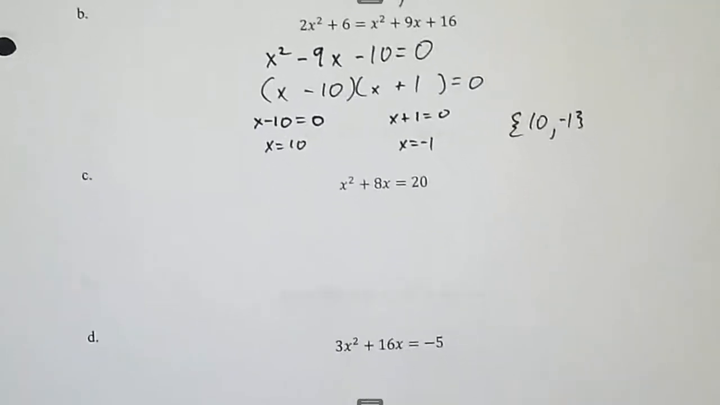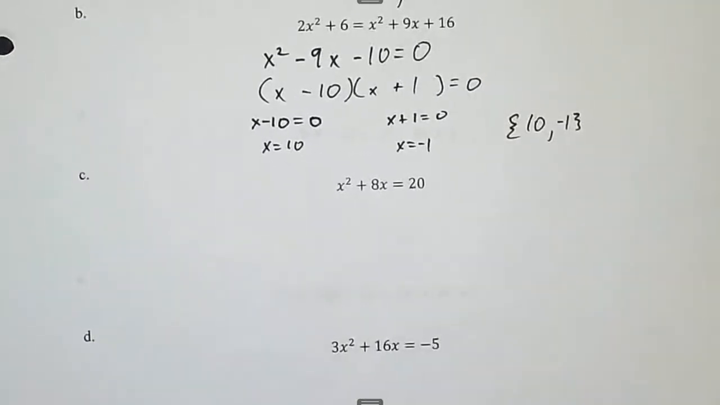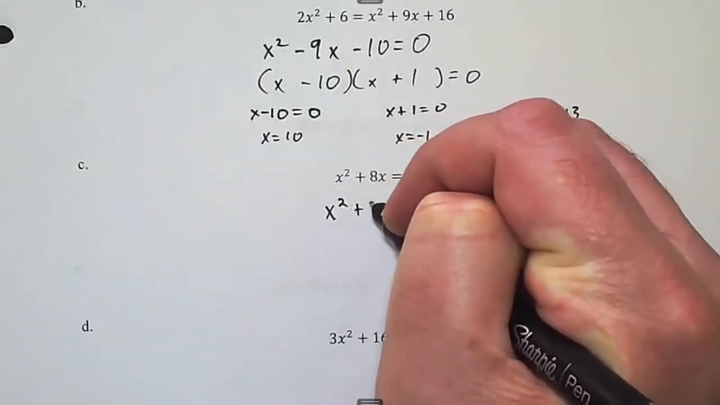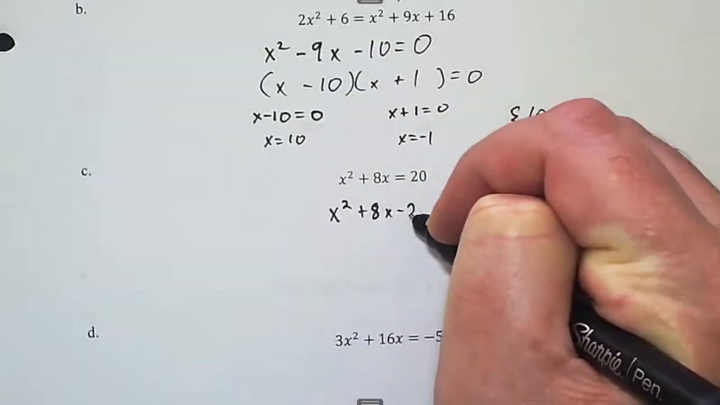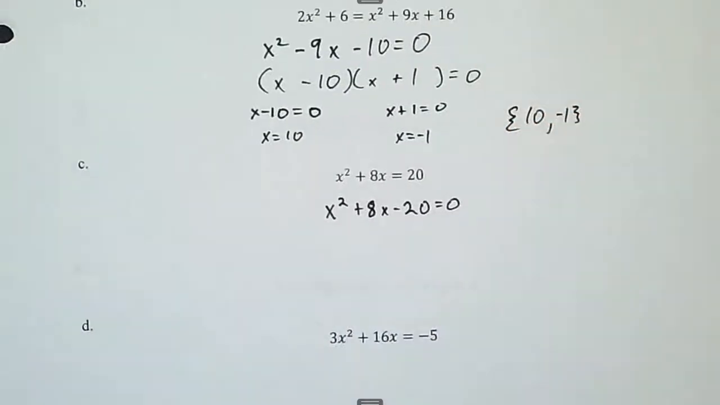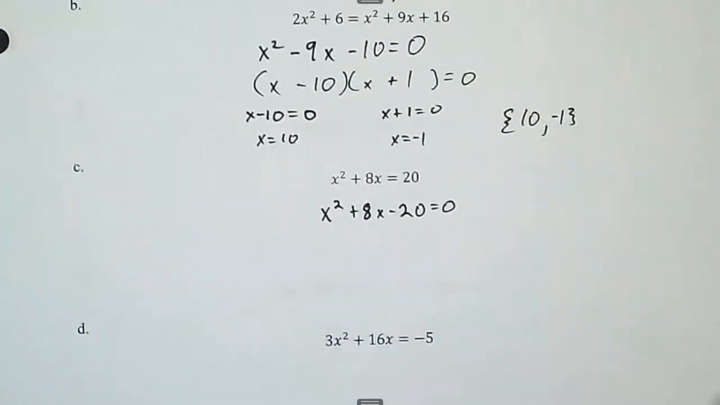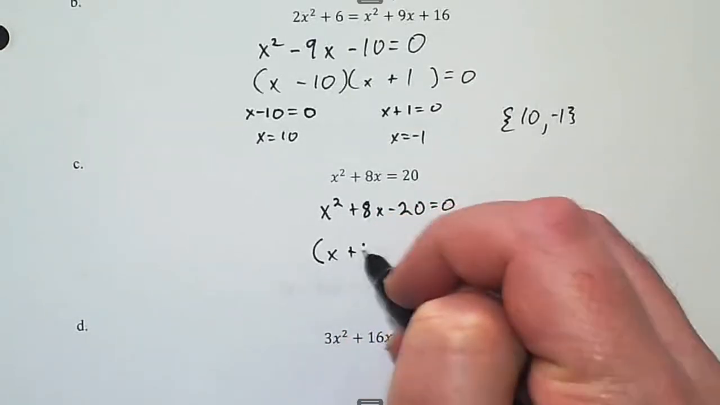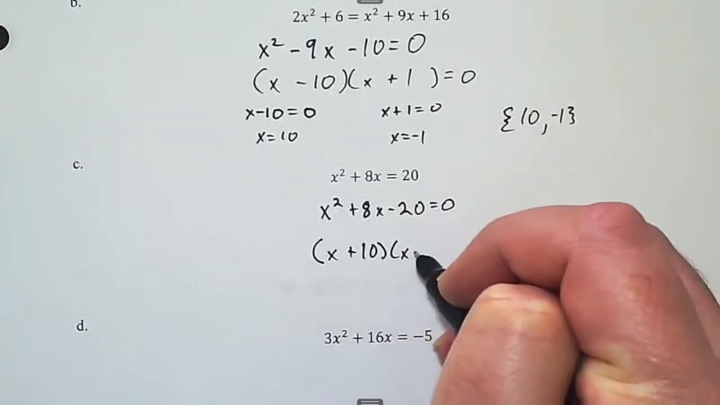Let's do letter C. First things first, I've got to set it equal to 0. All right, now I've got it set equal to 0, I can factor it. This factors as x plus 10 and x minus 2.